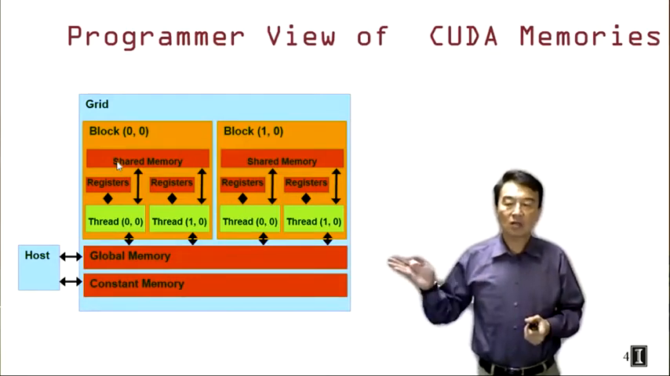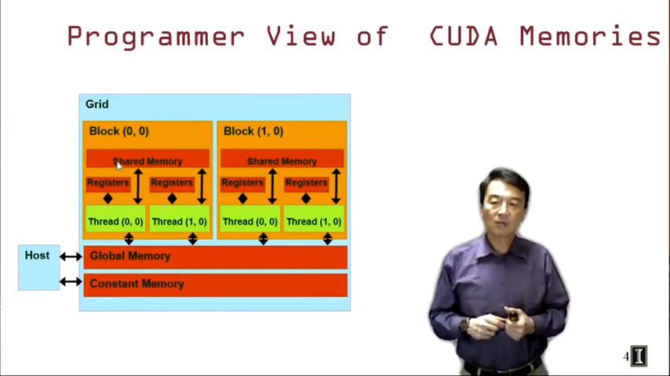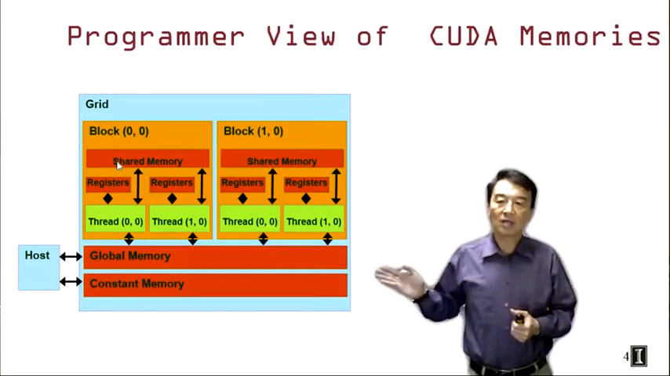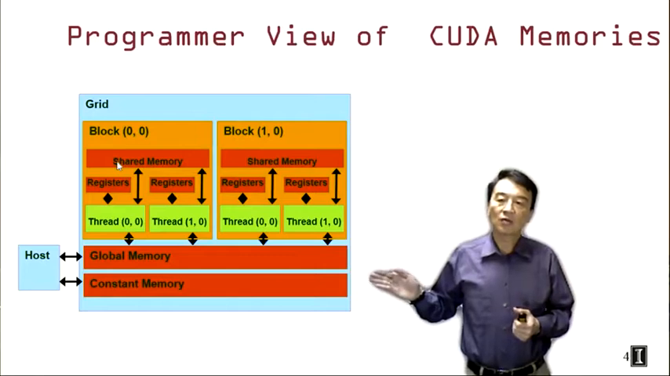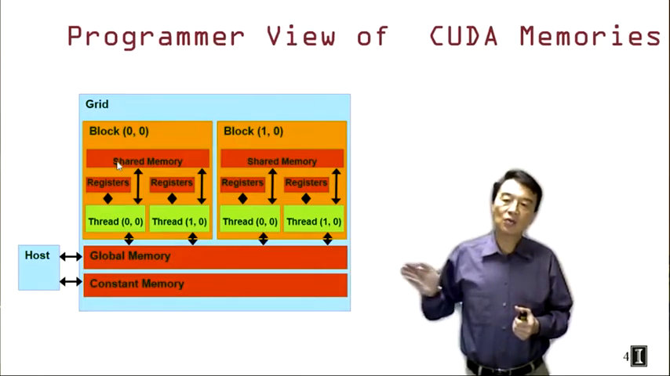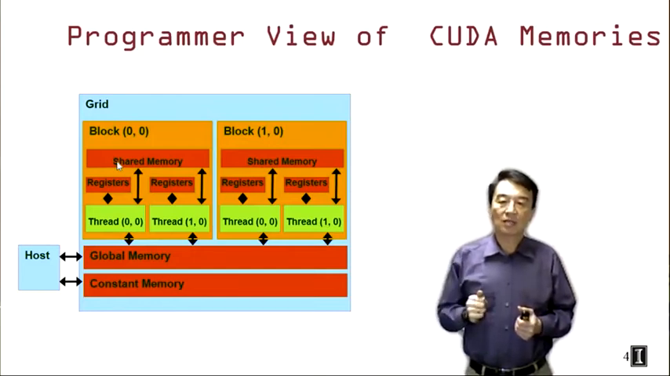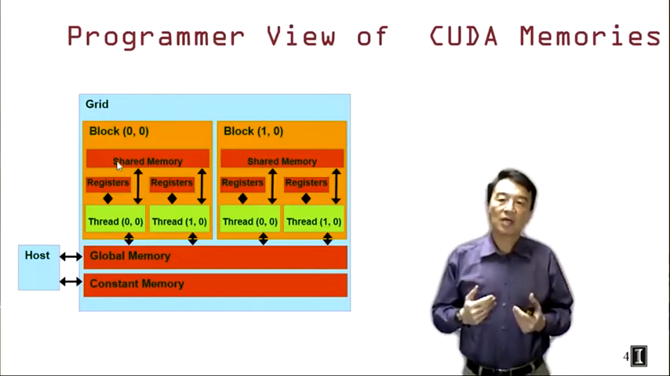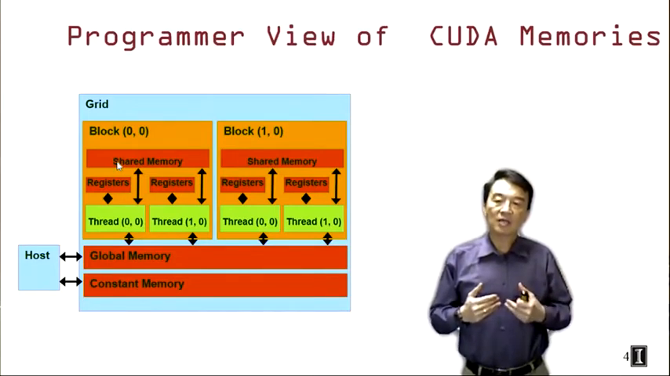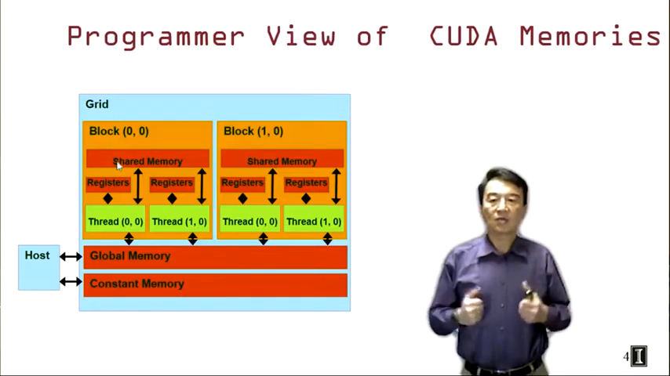So let's start with global memory. We have already learned global memory, and we know that the host code can use CUDA memcpy to copy data into the global memory and out of the global memory. And here we also showed that all the threads in a grid can have access to the global memory. So the contents of the global memory is visible to all the threads in a grid.